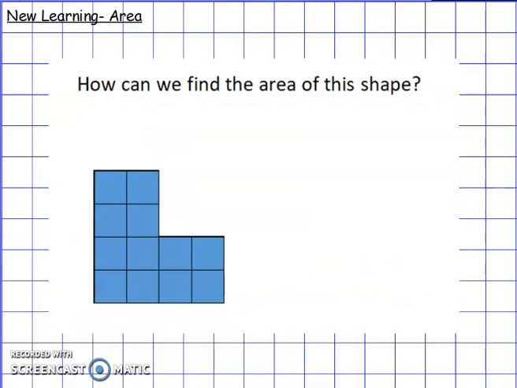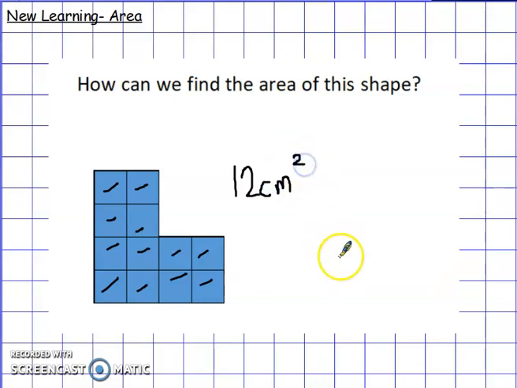How would we find the area of this shape? Now again, we've got centimetre squares. Can you count with me? 1, 2, 3, 4, 5, 6, 7, 8, 9, 10, 11, 12. Can you remember how to write it? 12 centimetres, and then what do I need? That little tiny 2 to show squared. 12 centimetres squared. So inside of this shape there are 12 centimetre squares.